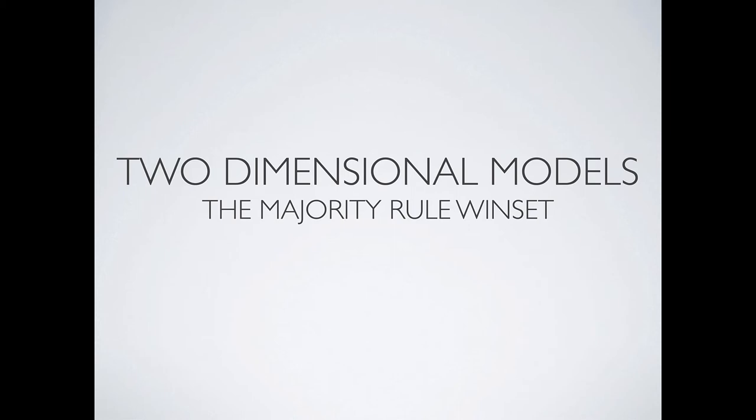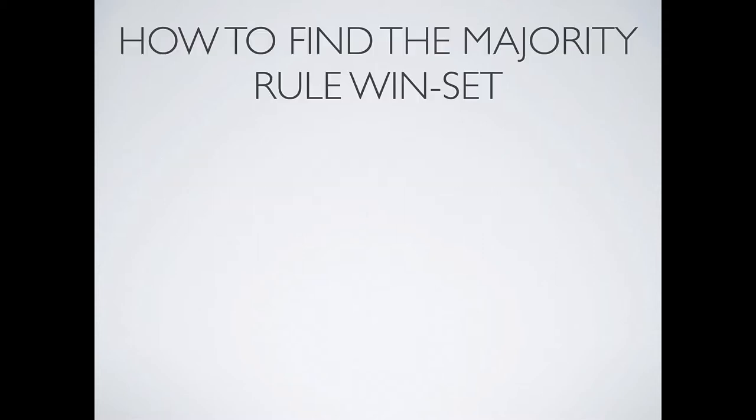All right, welcome back, and I think we're on the seventh screencast of Chapter 6. In this screencast, we've already seen the majority rule WinSet for single-dimensional models. We're going to find the majority rule WinSet for two-dimensional models. And it's very, very similar in terms of the way we find it, all right?